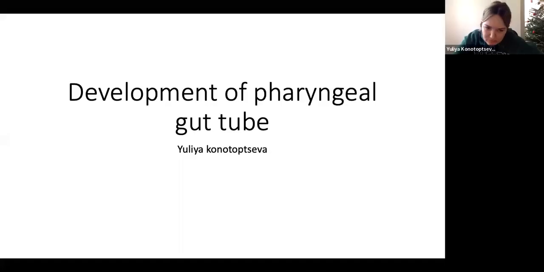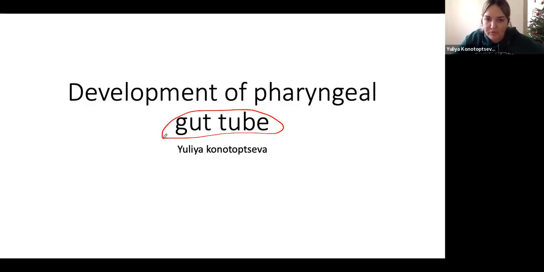Last lesson, the most important thing to remember is going to be about the gut tube. So, about the endodermal gut tube. This is a very important part of the embryo because it is responsible for the entire GI. All of the gastrointestinal tract is going to arise from this gut tube.